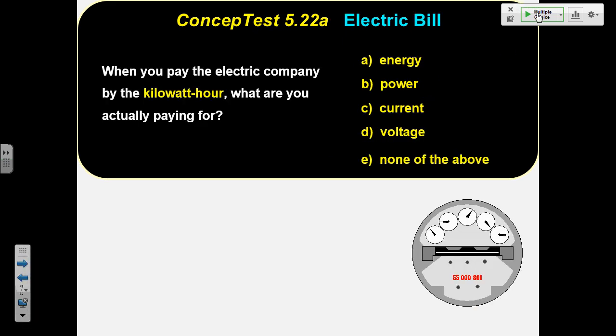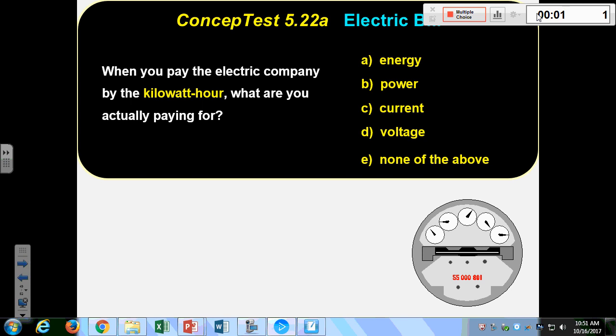Okay, I think this was actually on your OpenStax, this question about kilowatt hours? It was? Okay, so when you're paying by the kilowatt hour, what is it that you're paying for? Is that a measure of energy, power, current, voltage, or none of these? Think about what a kilowatt hour is. It's a kilowatt, which is just 1,000 watts, times an hour, which is a measure of time. So if I multiply power and time, what do I get?